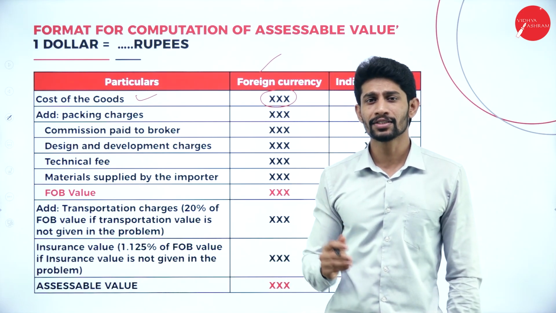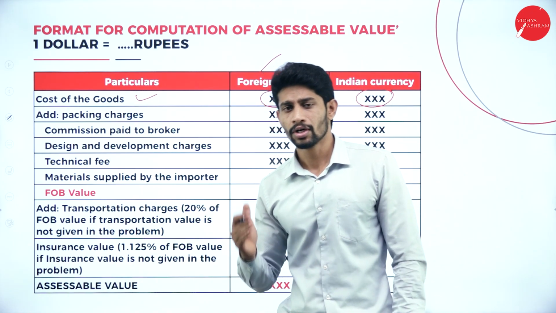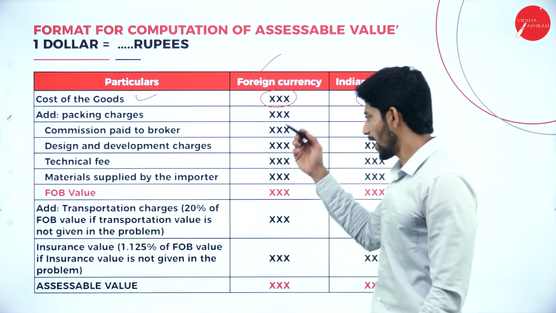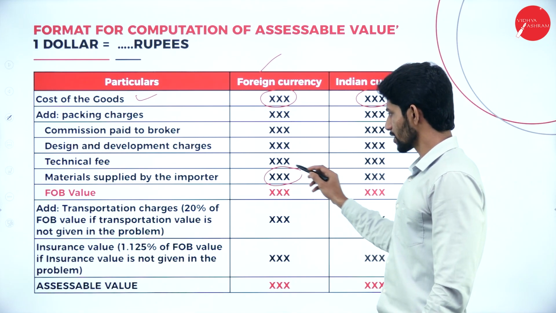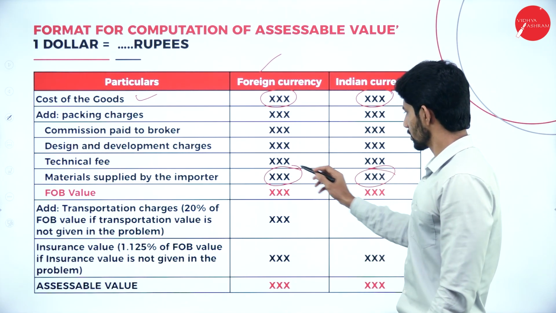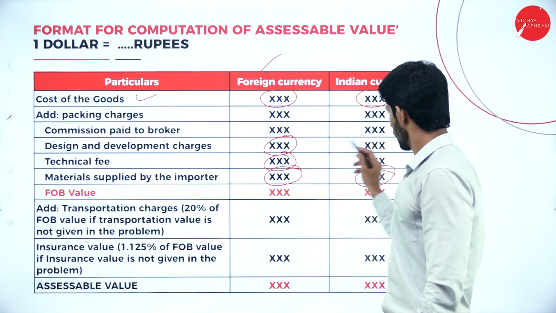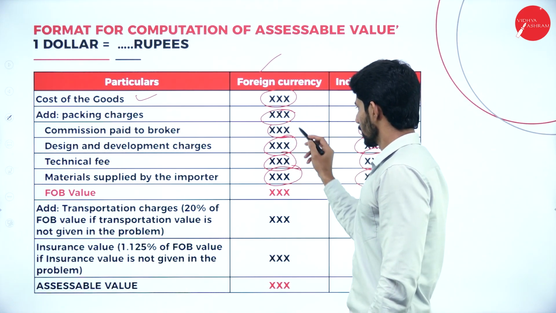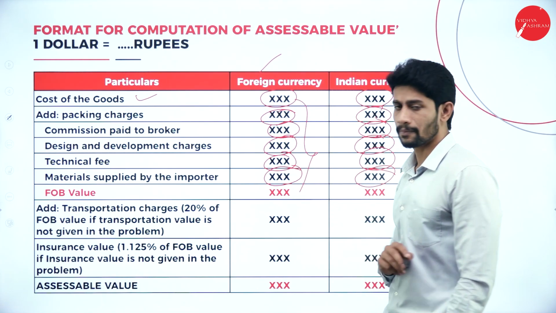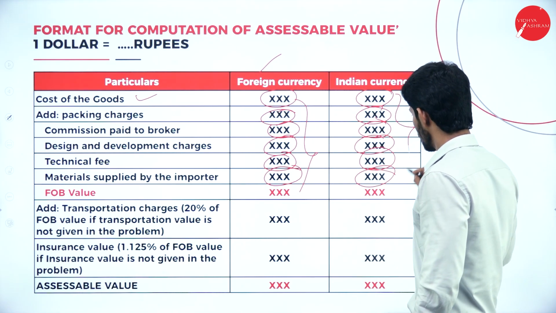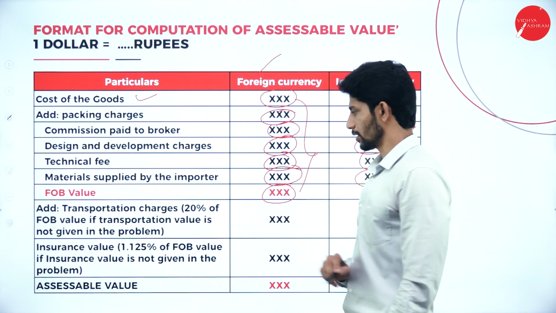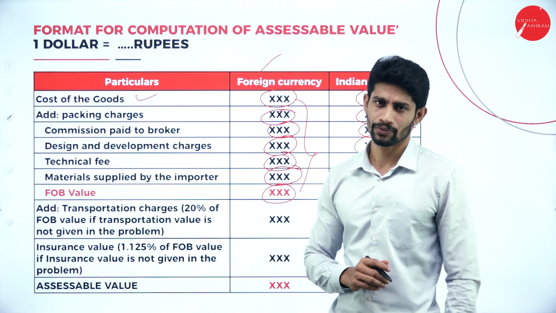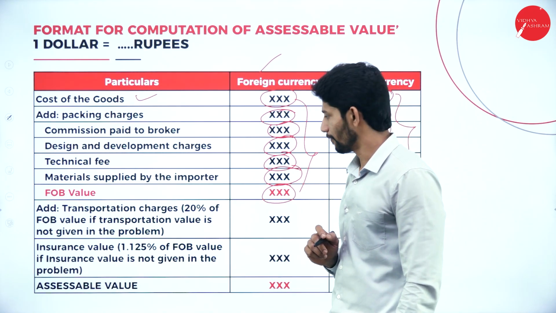So only the expenditures which are incurred up to the port, those expenditures should be added back to the cost of the goods. So add those items, and you'll get all the values. Then total all these values. If you total all these values, you'll get some total. So this total is called what? FOB value. The total is called FOB value.